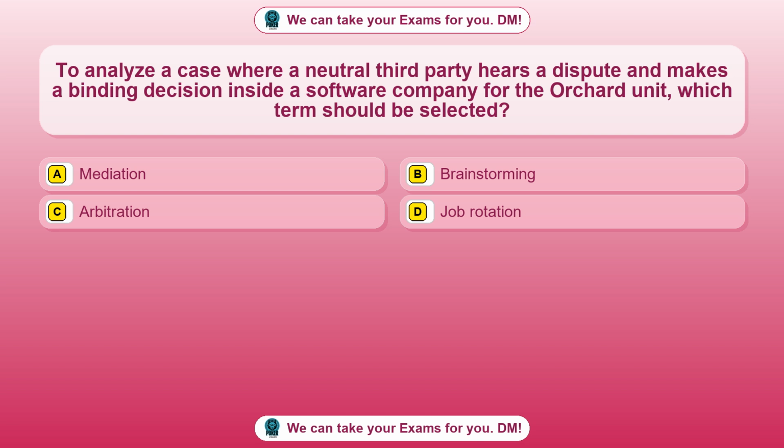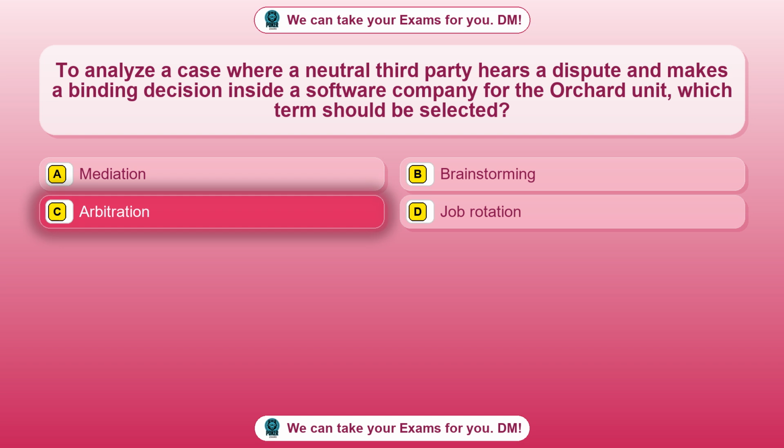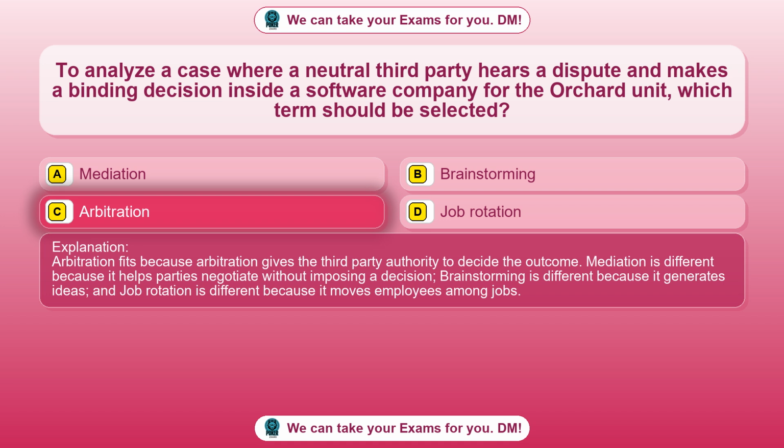Option A, mediation. Option B, brainstorming. Option C, arbitration. Option D, job rotation. The correct answer is option C, arbitration. Arbitration fits because arbitration gives the third party authority to decide the outcome.